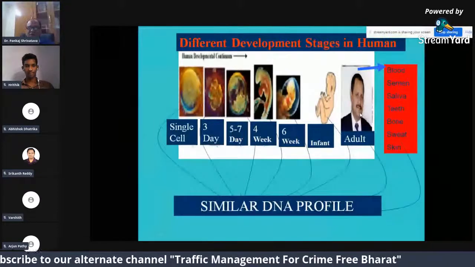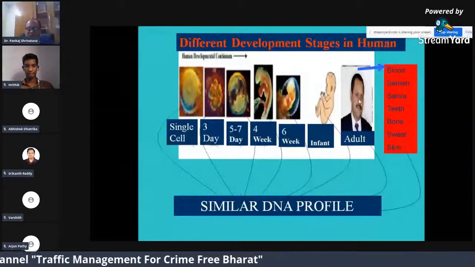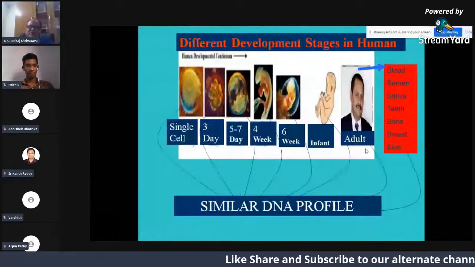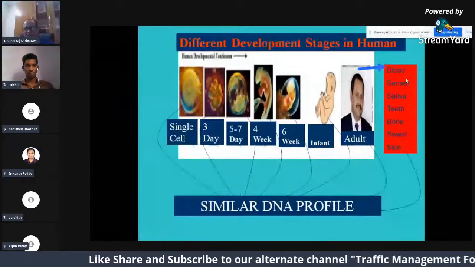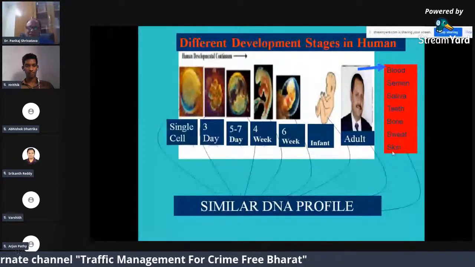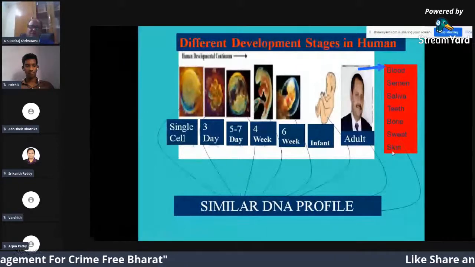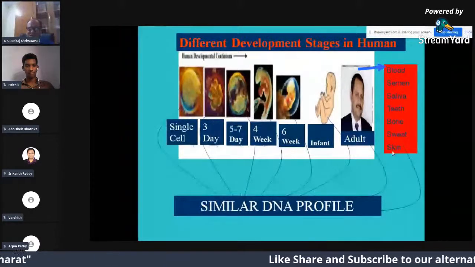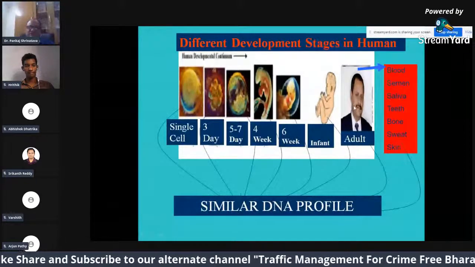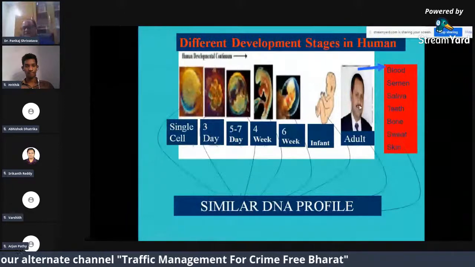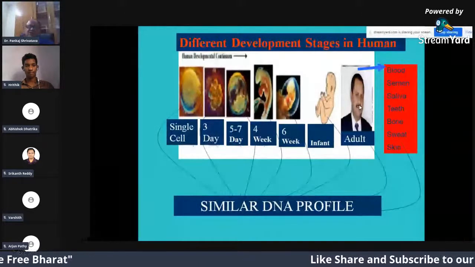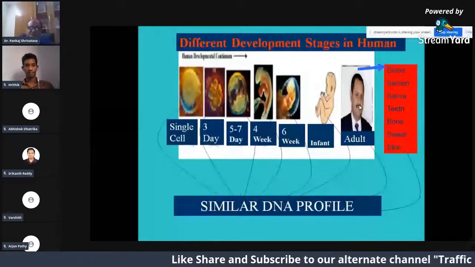Okay, so if you see this picture, or if you try to find my DNA profile, until and unless my body is converted into ash, from my blood, from my semen, from my saliva, from teeth, bones, sweat, skin, from any part of my body, you'll get the same DNA profile. Okay, so this is fact. And whatever I have, 50% of DNA I have from my father, and 50% of DNA I have from my mother. Okay, so this frames the basis of DNA technology.